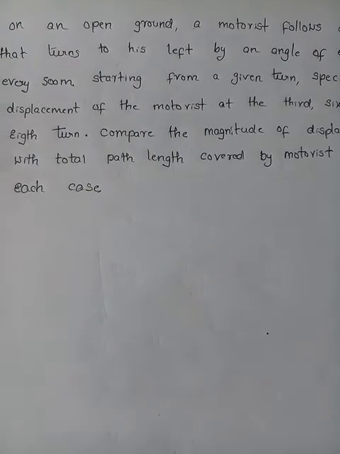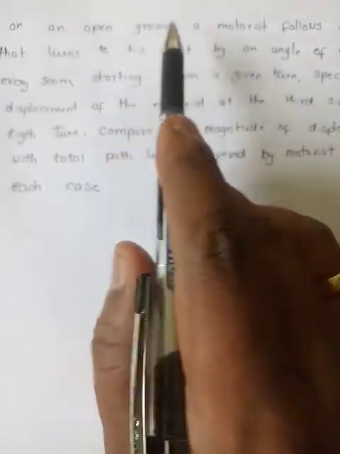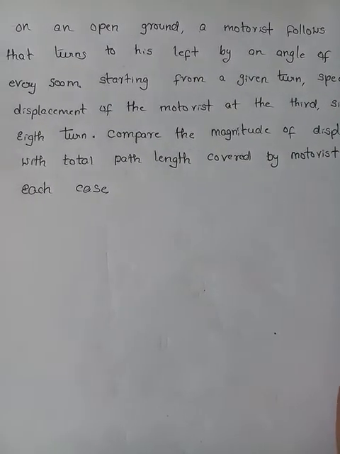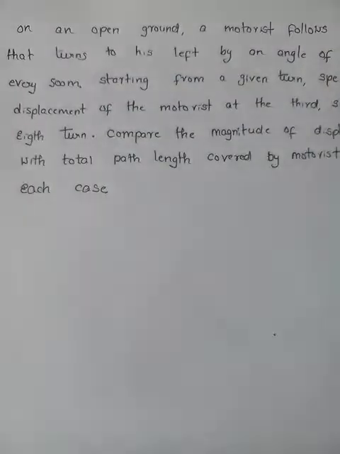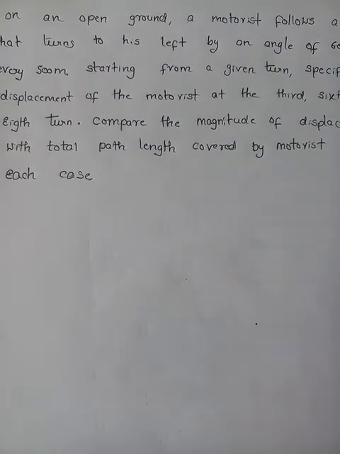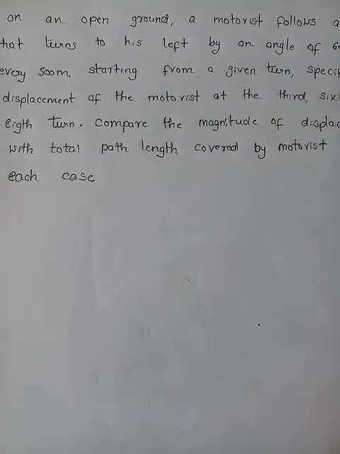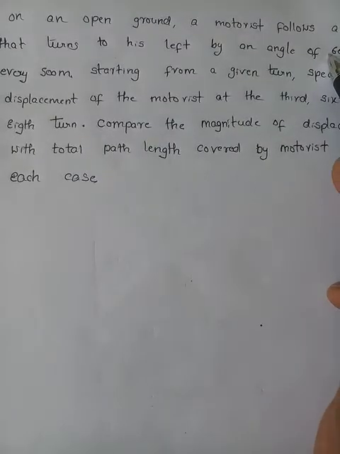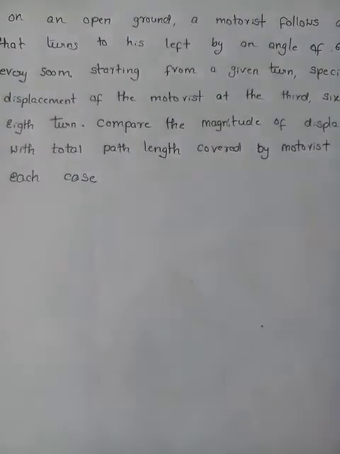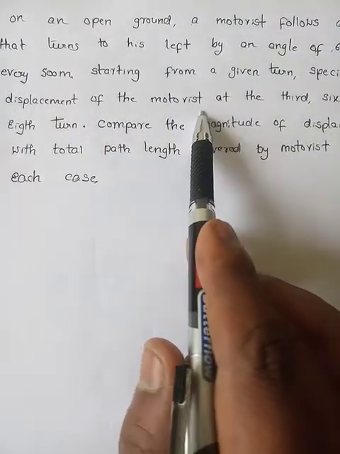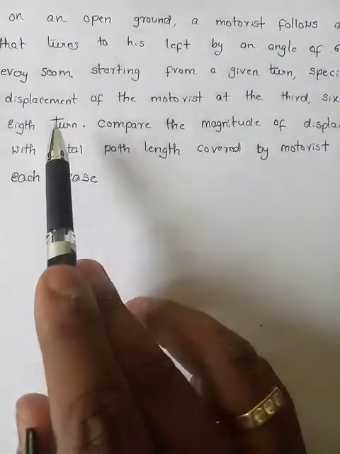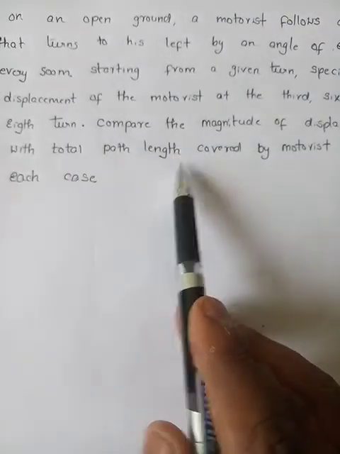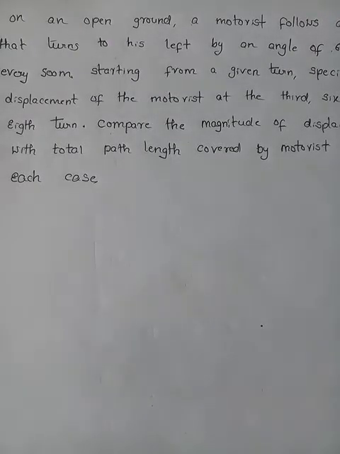Next one is an important one. See the question clearly. On an open ground, a motorist follows a track that turns to his left by an angle of 60 degrees after every 500 meters. Starting from a given turn, specify the displacement of the motorist at the third, sixth and eighth turn. Compare the magnitude of displacement with the total path length covered by the motorist in each case.